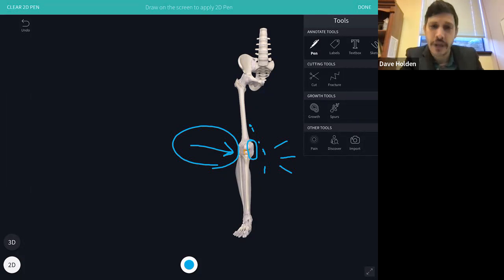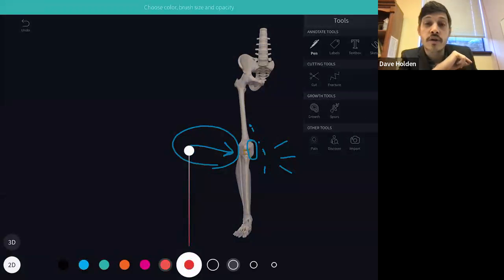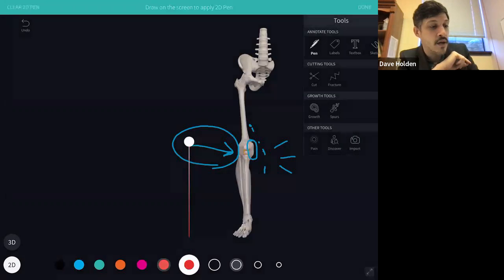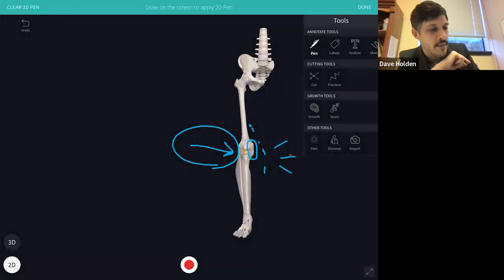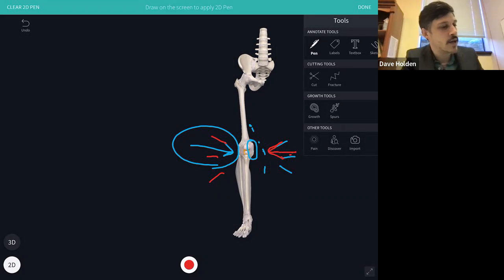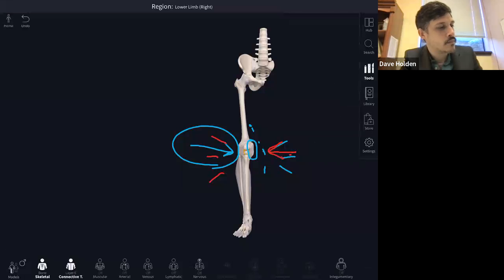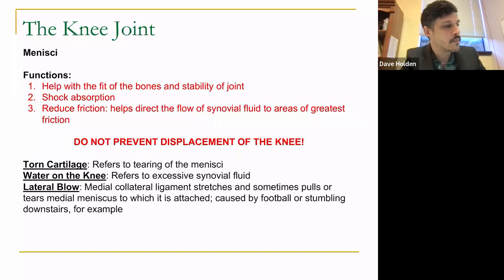I'm seeing lots of nods. Good. So if we understand this concept, then we would also understand why for certain medial blows, the blow comes from the medial side. Now the lateral ligaments would be overstretched or torn. Good stuff. So torn cartilage, water on the knee, lateral blows, very common knee injuries.